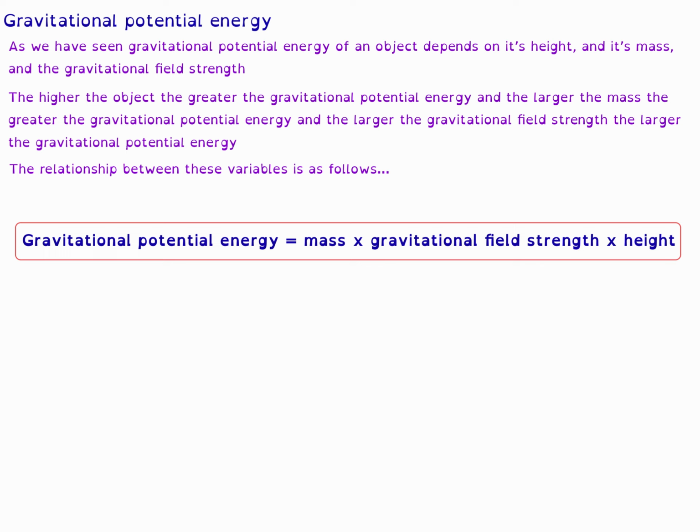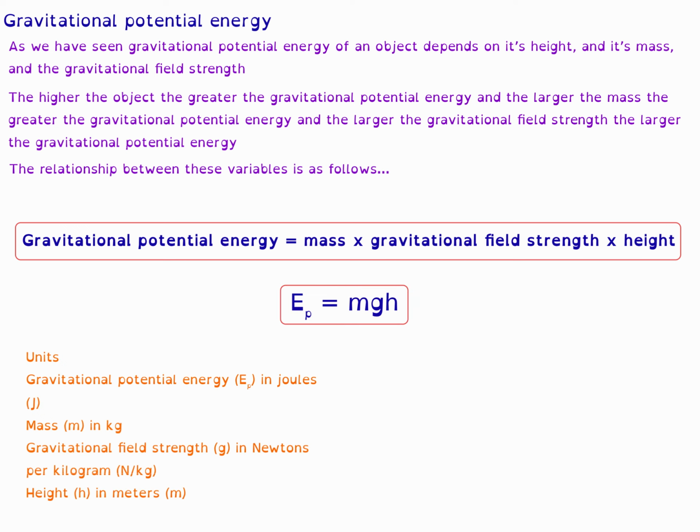Gravitational potential energy equals the mass times the gravitational field strength times the height. Or in symbols, this is EP equals mgh. The units for gravitational potential energy, EP, are joules. Mass, m, is in kilograms. Gravitational field strength, g, is in newtons per kilogram. And height, h, is in meters.